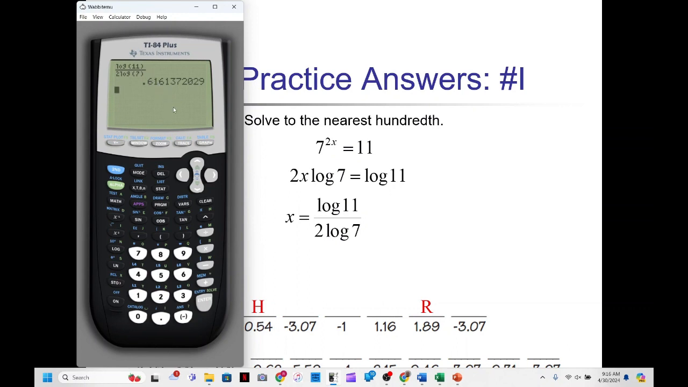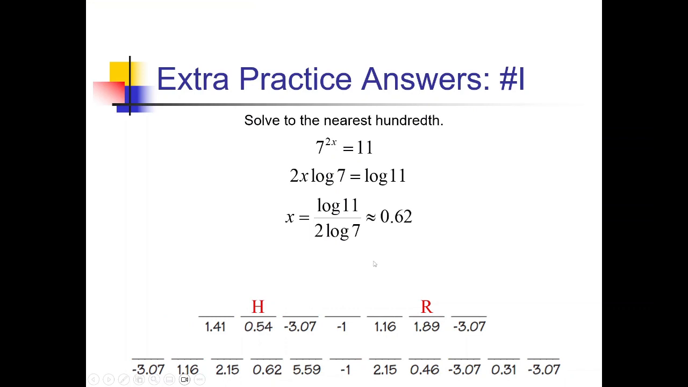Now, if you don't believe me, check this out. Log 11 divided by 2 log 7, just regular division symbol, and we get something completely different. So you would need a parentheses if you did it that way. So 0.62 is the answer we're looking for. And that's going to be right here. That's actually an answer choice. So we'll put an I right there. And I think that's it. So on to the next.